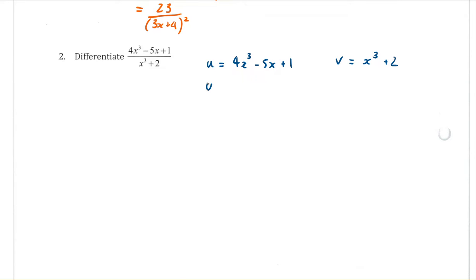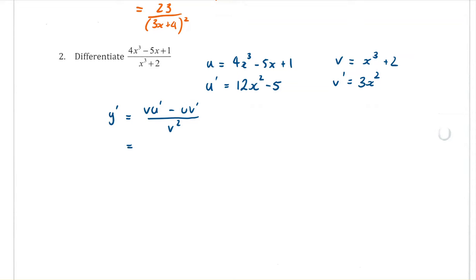Differentiating. U dash. Bring the 3 down the front, times with the 4 to get 12x. Subtract 1 from the power is 2. The second term, we will get the minus 5. The x will disappear, and the 1 will disappear altogether. The V dash. Bring the 3 down the front, leave the x, subtract 1 from the power is 2, and the 2, the constant there, will disappear. And then we're ready for our formula. So derivative equals V U dash minus U V dash all over V squared.